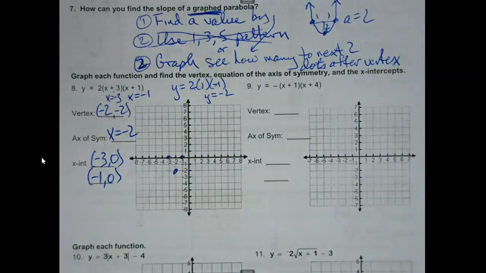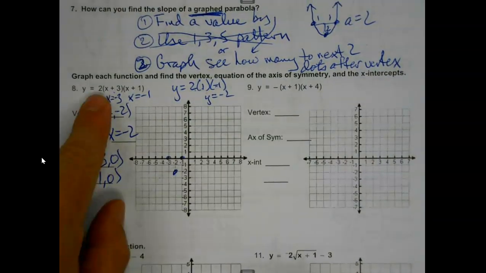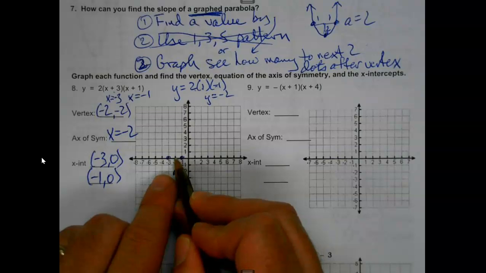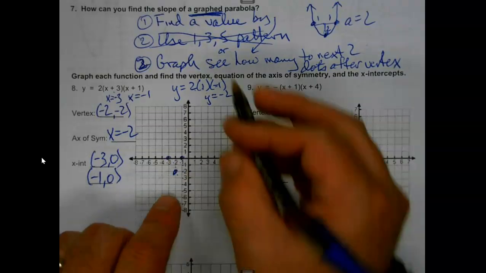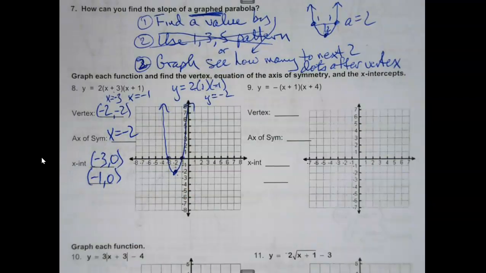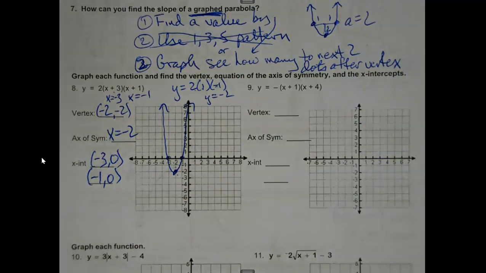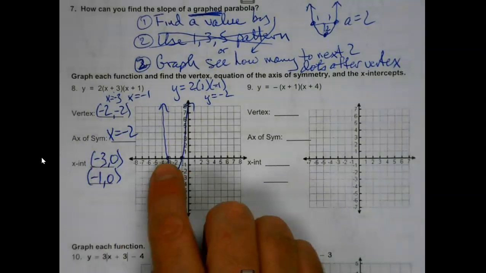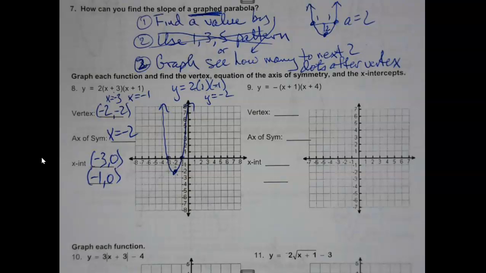Which makes sense. It's opening up. My A value is 2. 1, 2, 1. Would I get the same thing if I went to my calculator? Yeah. I knew what the x value was from finding that spot in the middle.